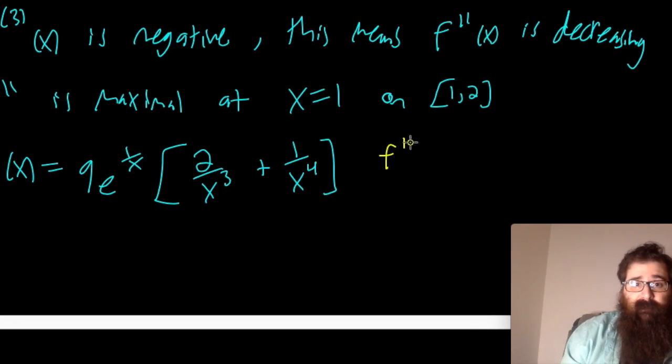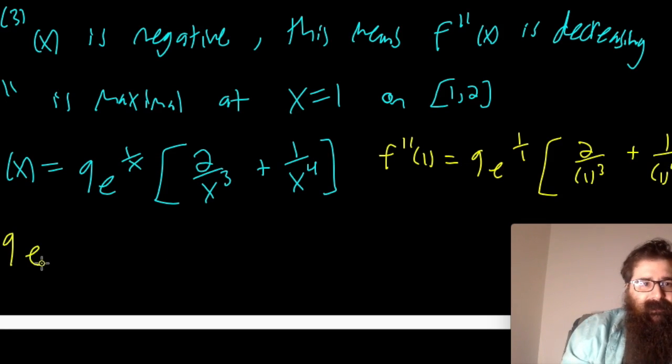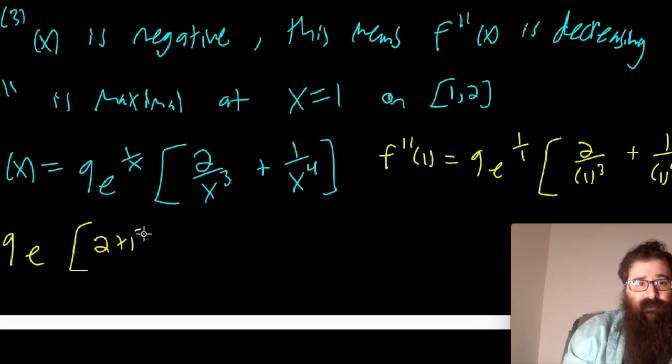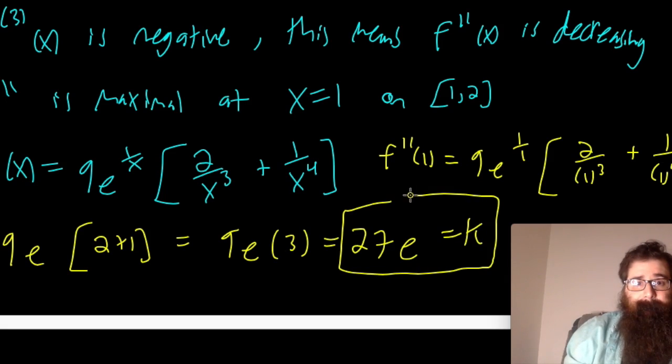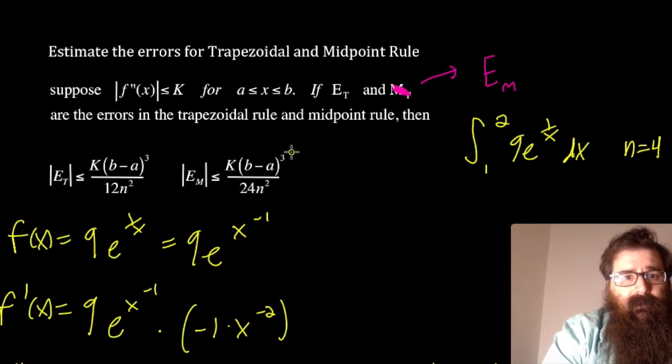So we'll say f double prime at 1 is 9e to the 1 over 1 times 2 divided by 1 cubed plus 1 over 1 to the 4th. And that's going to give me 9e, since 1 cubed and 1 to the 4th is just 1. So then times 2 plus 1. This is 9e times 3, which gives me 27e. And this is the value that we're going to use for k.